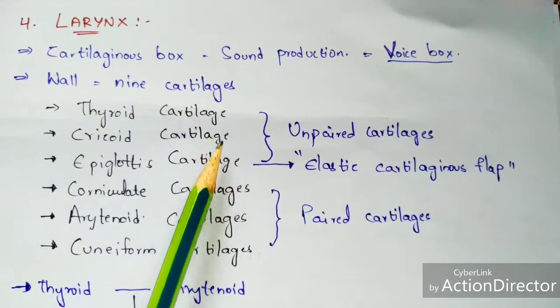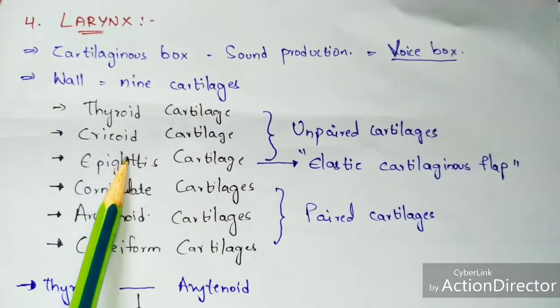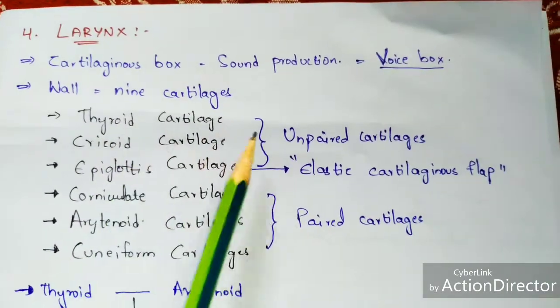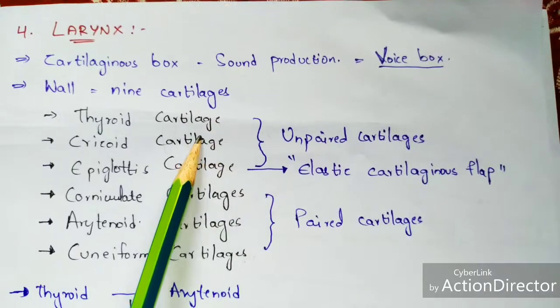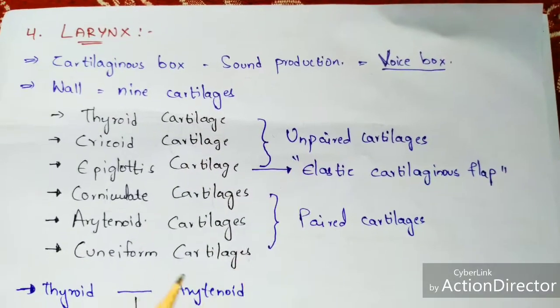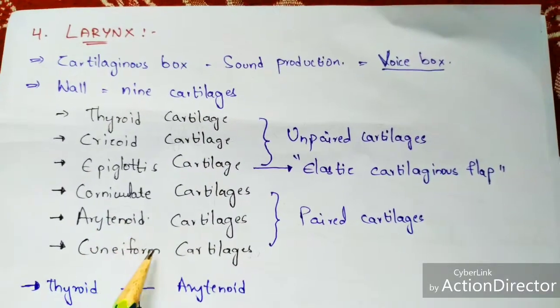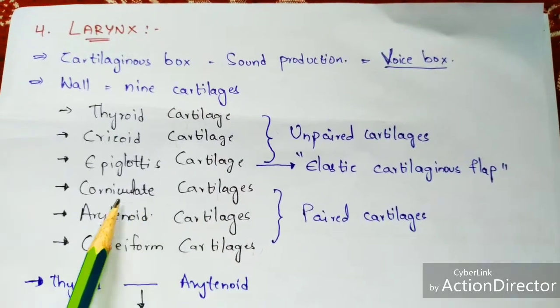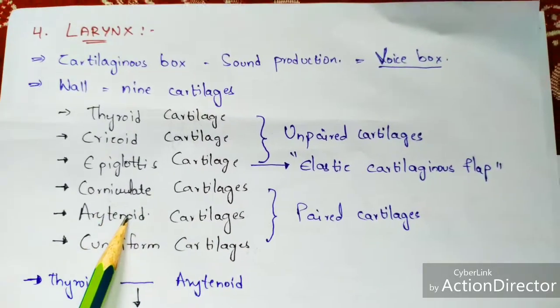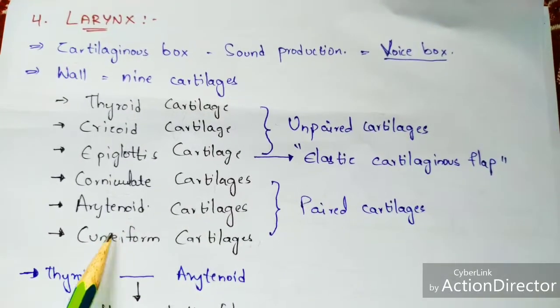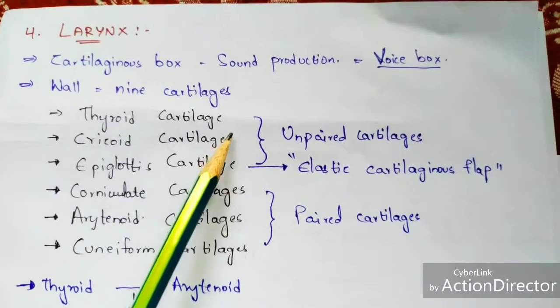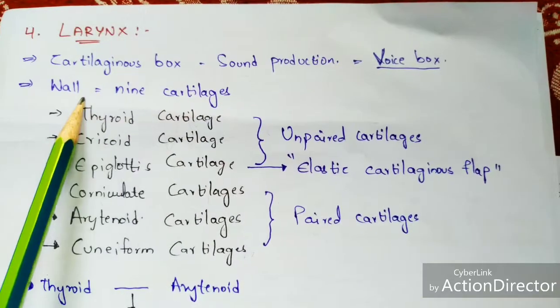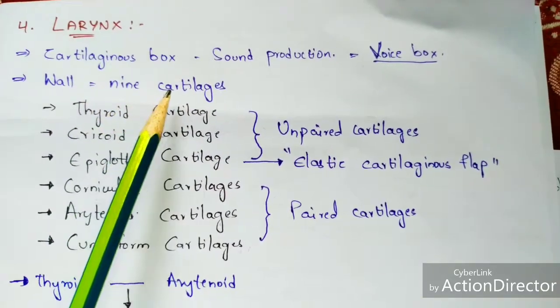If you see these 3 cartilages, that's nothing but thyroid, cricoid and epiglottis cartilages, these are unpaired cartilages because they are present in a single form. But the corniculate cartilage, arytenoid cartilage, as well as the cuneiform cartilage are paired cartilages. So there will be 2 corniculate, 2 arytenoid, and 2 cuneiform cartilages. So totally 6 plus 3, so 9. The wall of the larynx is lined by a total of 9 cartilages.